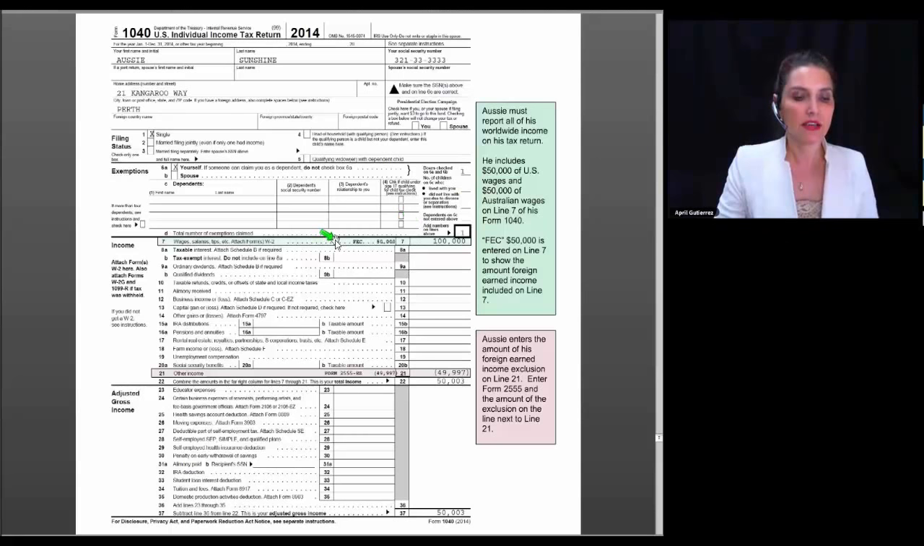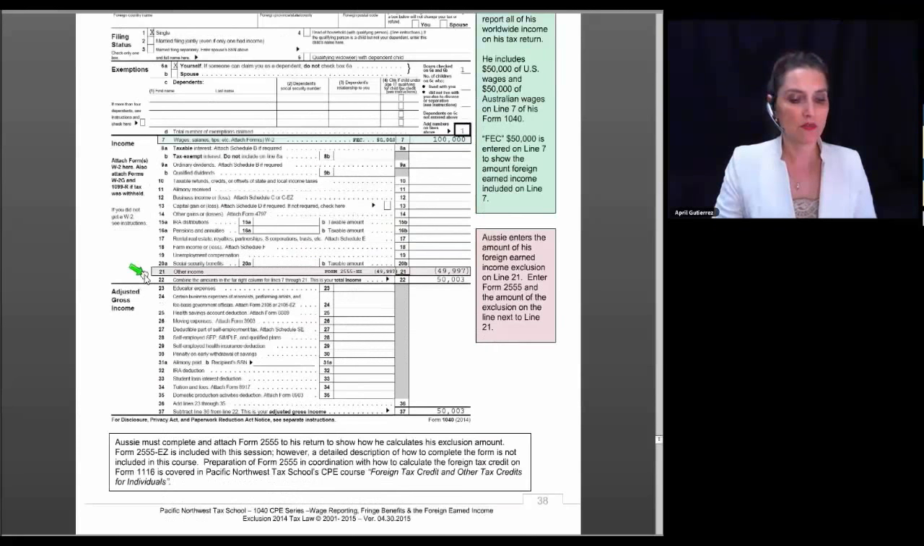Now, since some of the wages, in this case $50,000 of wages, came from a foreign employer, he's going to write FEC, $50,000 on line 7. FEC means foreign earned compensation, and that tells the IRS why his W-2s don't approach that number and why he's got a big bump up there. And then we move down to line 21, and on line 21 we enter 2555, negative $49,997, and subtract the income out. When we do that, we end up with taxable wages of $50,003.